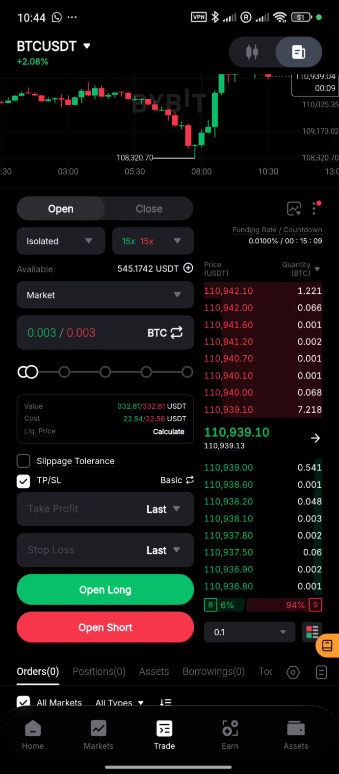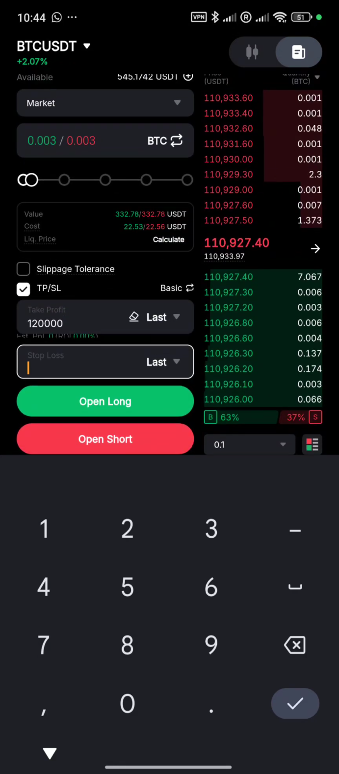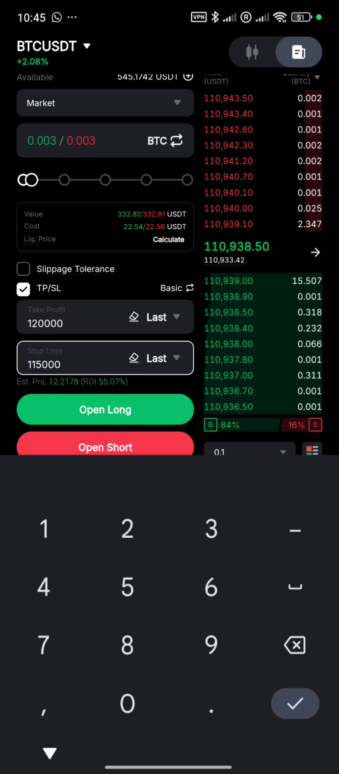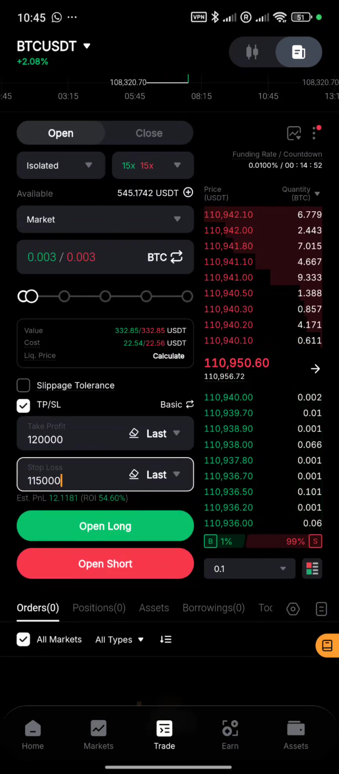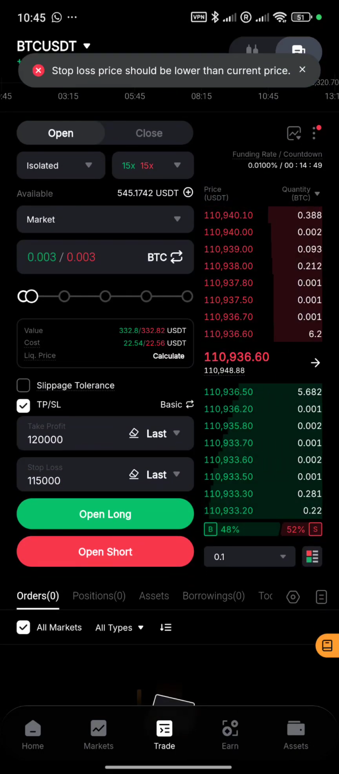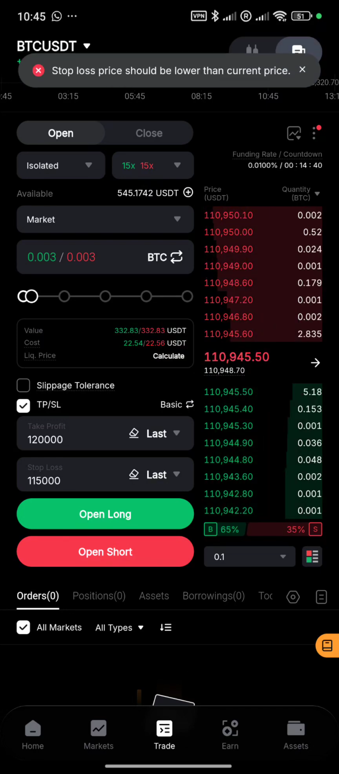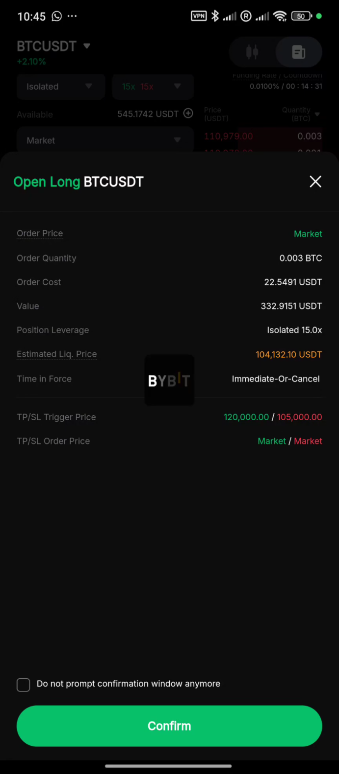I'm entering at the market price. I can put my take profit maybe at 120,000 for the price of Bitcoin, and also my stop loss maybe like 115. If I'm longing it, I will choose long, and the stop loss price should be lower than... Oh, sorry, mistake. The current price is 110, so it should be 105. Let me use 105. So then I can now go ahead and place.